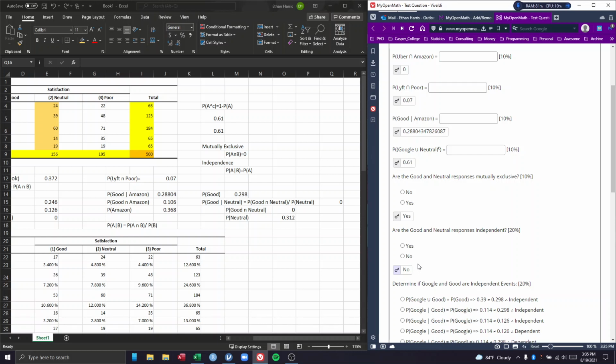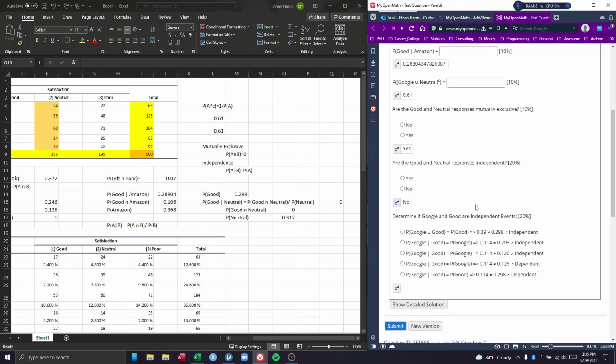They are dependent events. And in fact, most mutually exclusive events are not independent. They are usually dependent events. We can have some contrived ways where they are in fact independent, but for the vast majority of the time, mutually exclusive events are dependent.